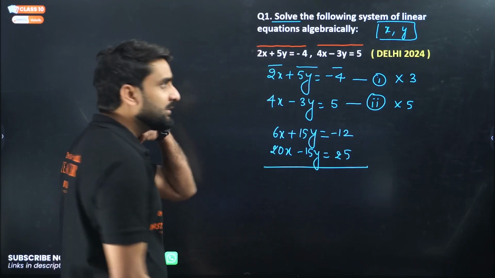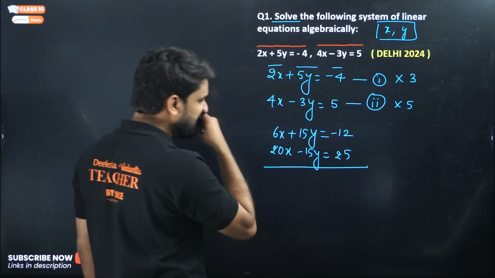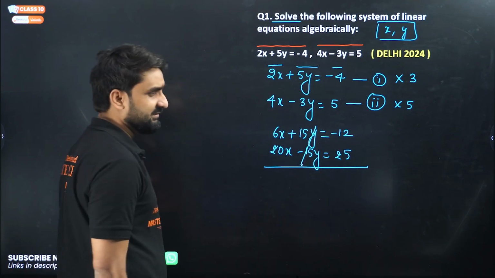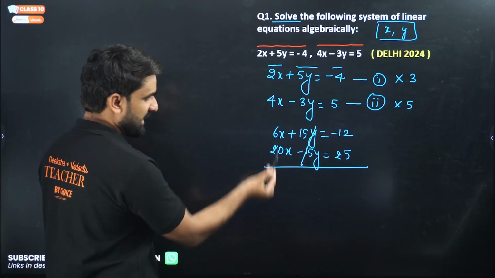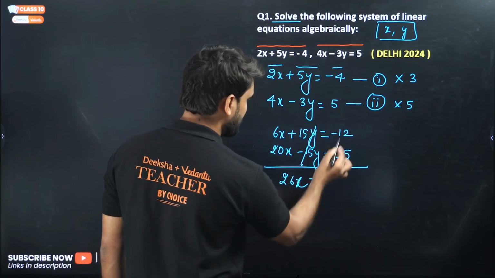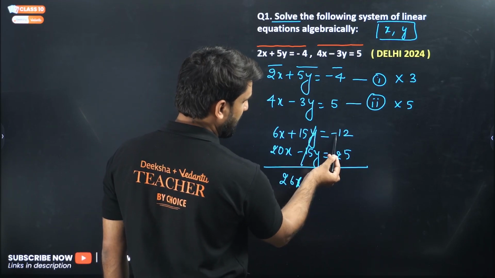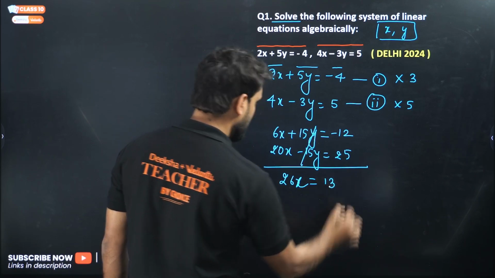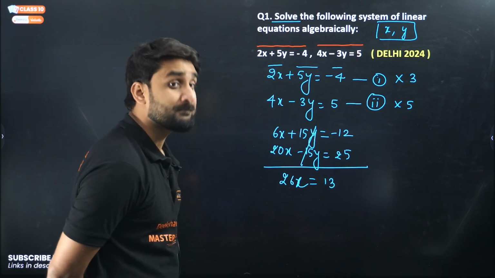What can we do here? I'm just adding these two. So on adding, this will be cancelled with each other, 15y plus, and on adding these two, this will be 26x, and this will be here, look, minus 12 plus 25. So what will be the number? The number will be 13.